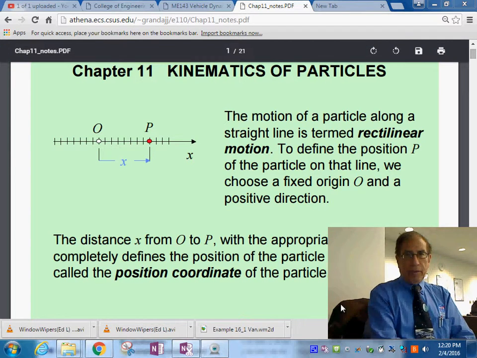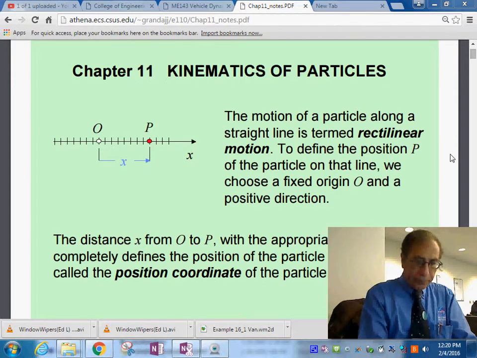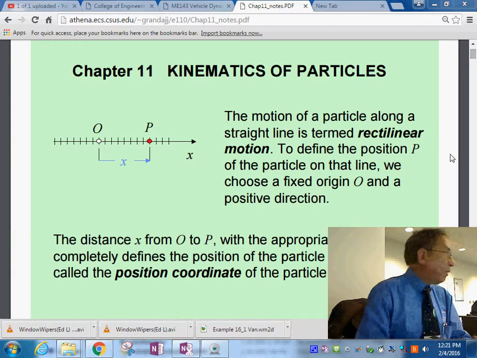So today we're going to review some basics of dynamics that we need for the fundamentals that we will use on vehicle safety and crash reconstruction techniques. This is the review of the kinematics of particles, which talks about motion, basically how things move.